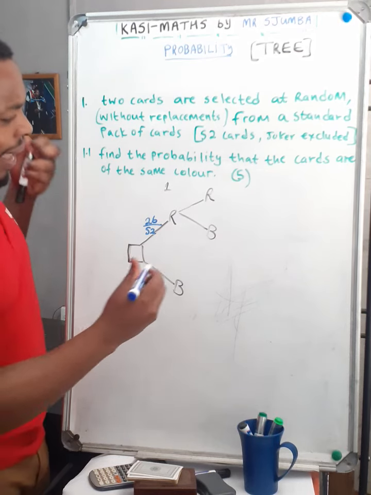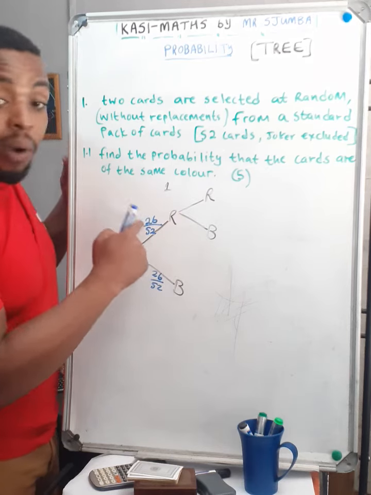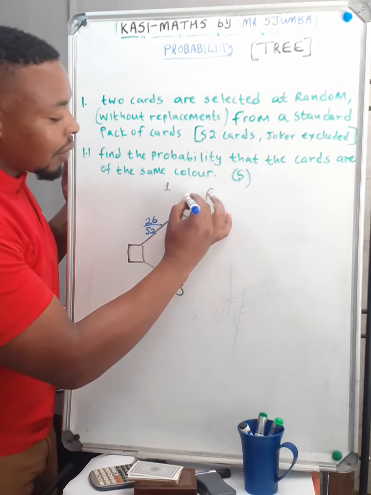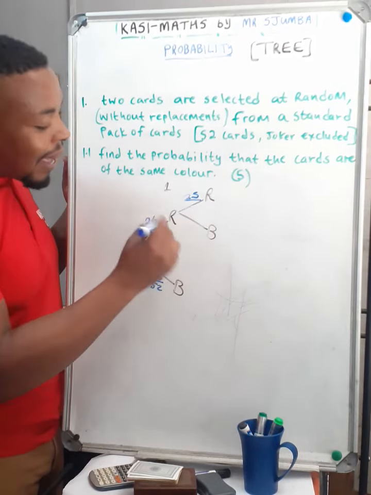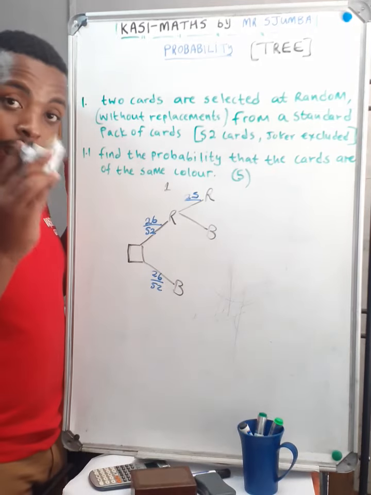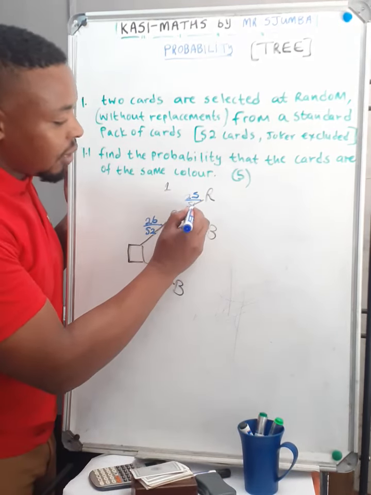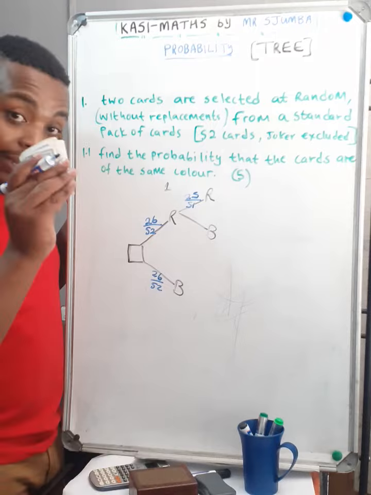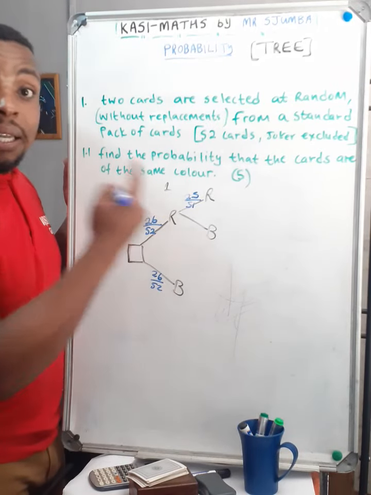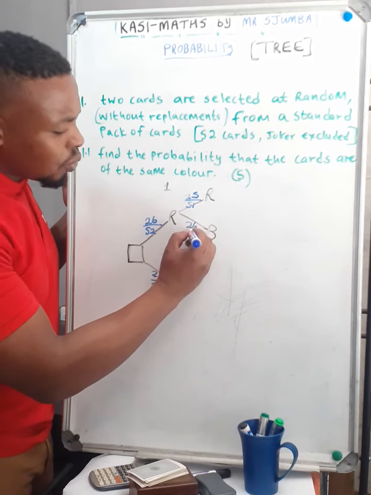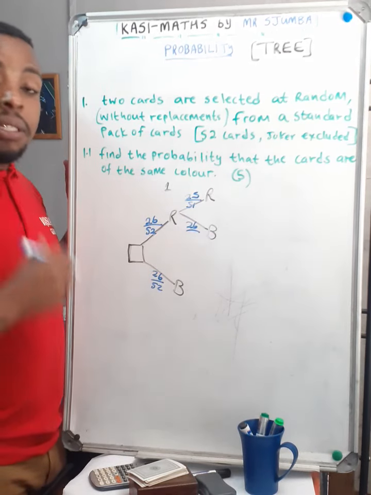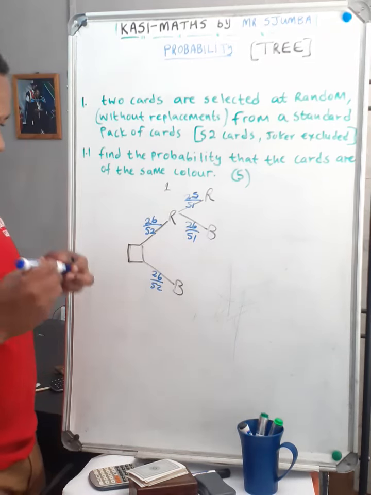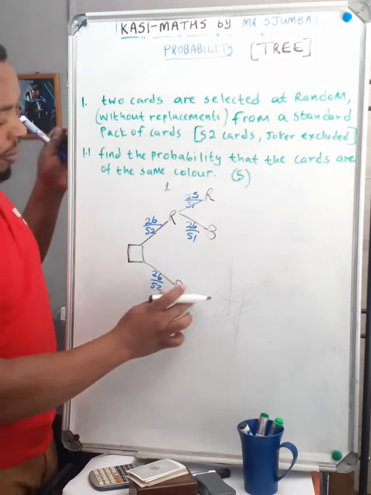Now the chances of getting red are 25, because one red card is gone. The total number of cards is now 51. Let's say I go back to the cards and look at the probability of getting a black card: the black cards are still 26, because we didn't take out a black card, out of 51 cards.